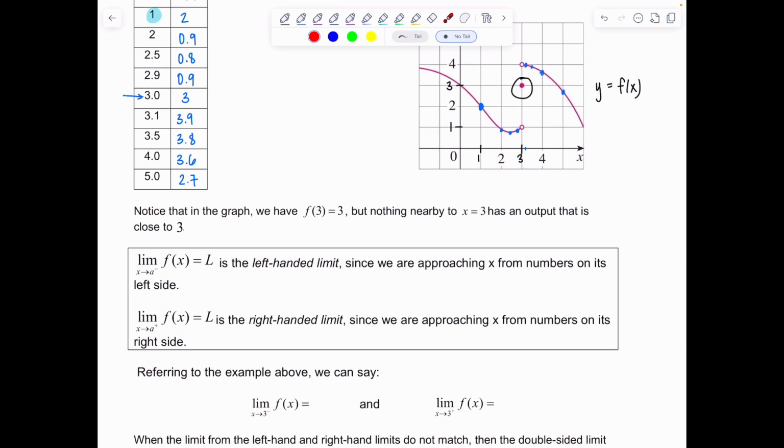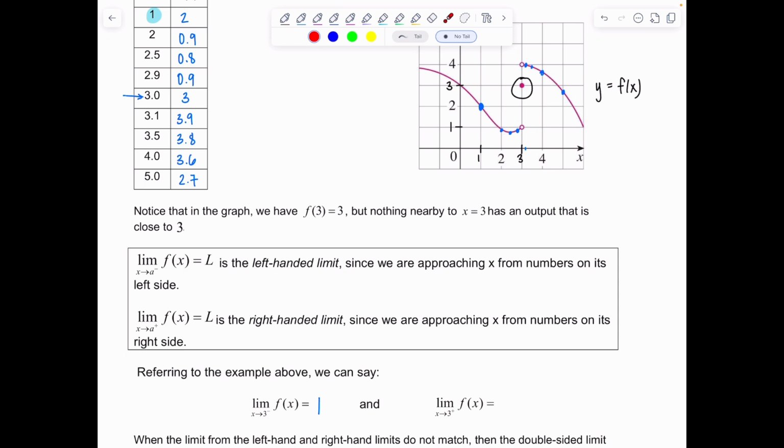The limit as x approaches 3 from the left of f of x is equal to, well, let's look at the graph here. Here's where x equals 3. As we're approaching from the left, what function value or what y value is the graph approaching? It's approaching 1.